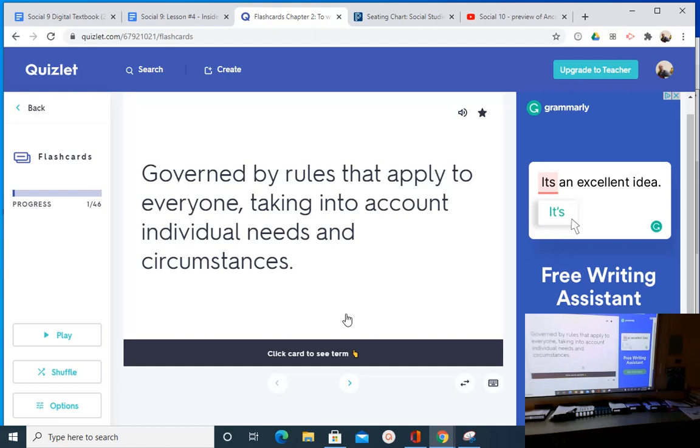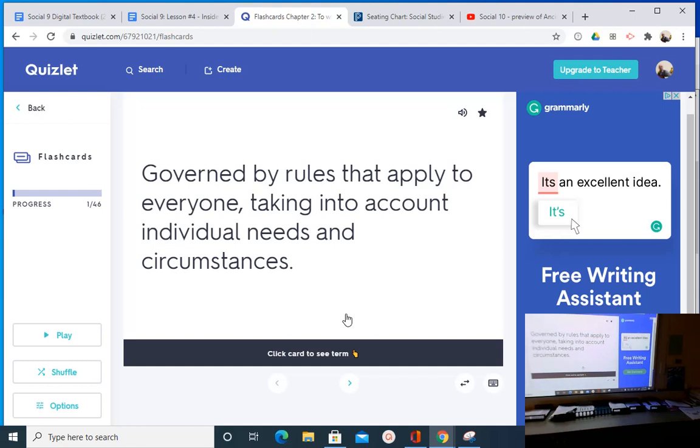So for each one of these, at your desk, maybe just see if you can predict what the term might be. A term that means to be governed by rules that apply to everyone, taking into account individual needs and circumstances. So this is some language, some vocabulary we've encountered in this chapter, during this lesson. Anybody think that they might know this term or this phrase? It means to be governed by rules that apply to everyone, but we're also going to take into account individual needs and circumstances.